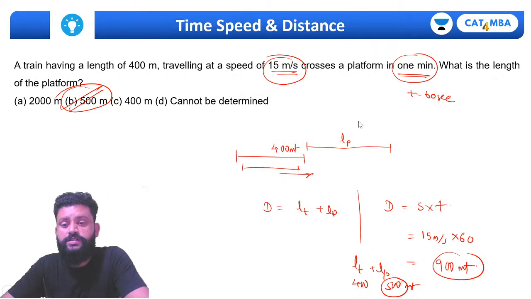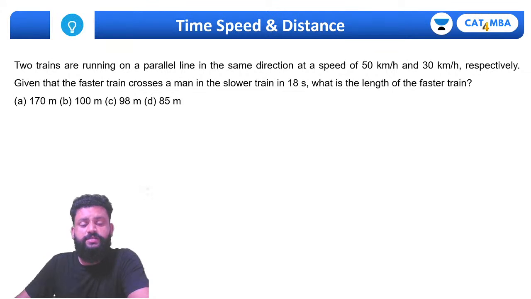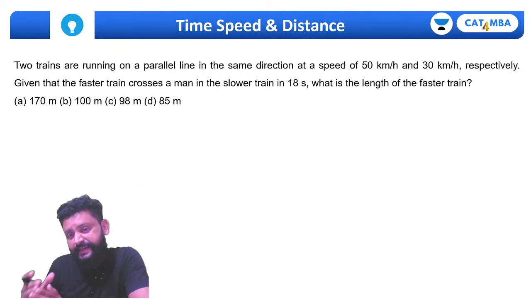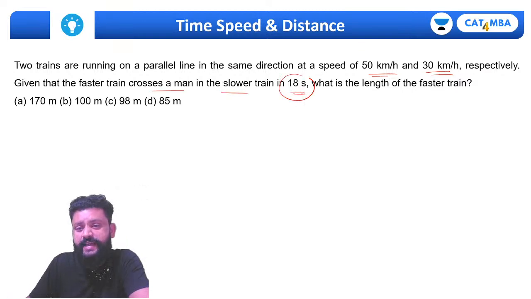It's really a simple concept, that is of relative speed, and इस सेशन में हम सिर्फ और सिर्फ relative speed के questions tackle करने वाले हैं. So the level of difficulty will increase gradually. So let's start. Two trains running on a parallel line in the same direction at the speed of 50 km per hour and 30 km per hour respectively. Given the faster train crosses the slower train in 18 seconds, what is the length of the faster train?